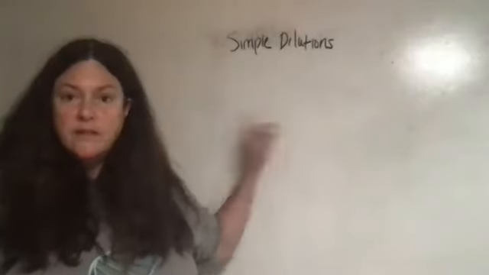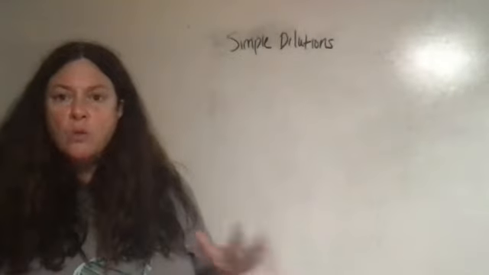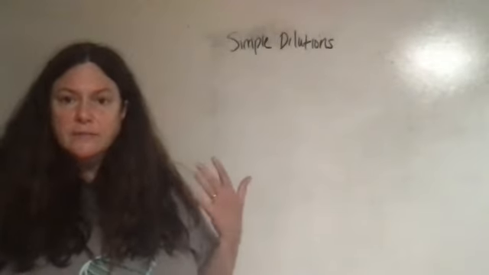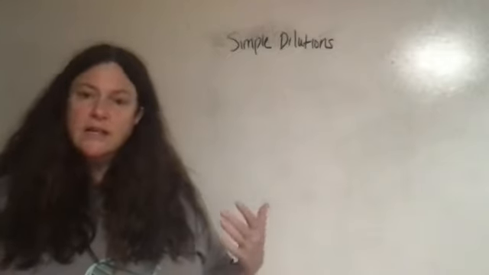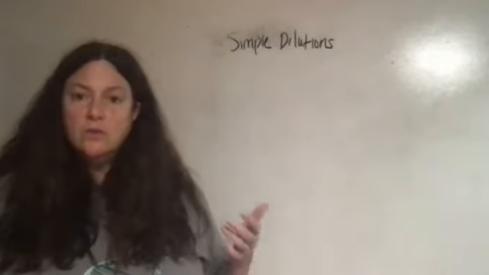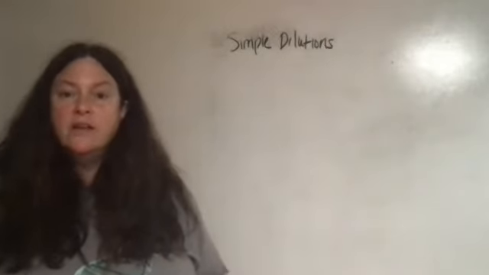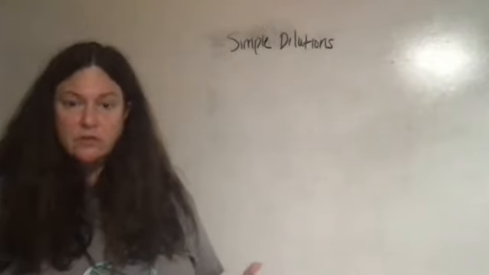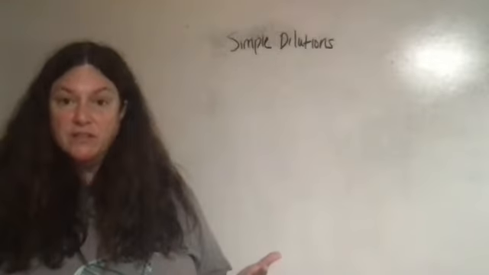So we're going to do some examples on simple dilutions now. We went over making 50% bleach. Now in the lab, we use a lot of 10% bleach for cleaning. So we're going to make a 10% bleach solution, 500 milliliters of it.